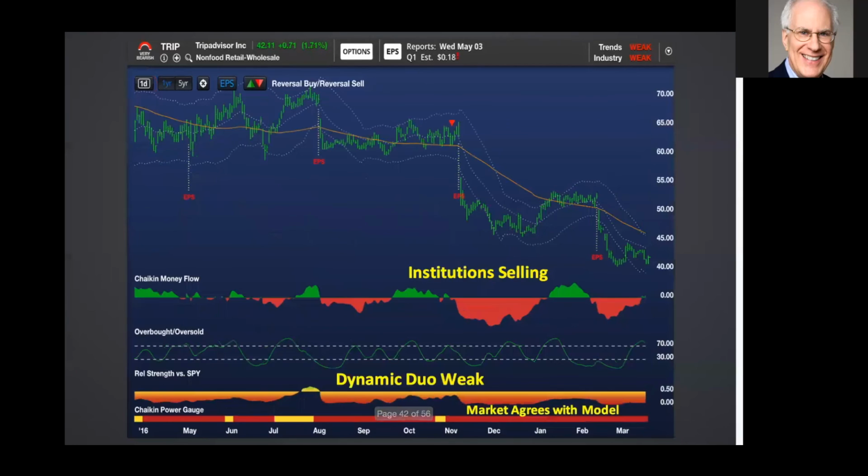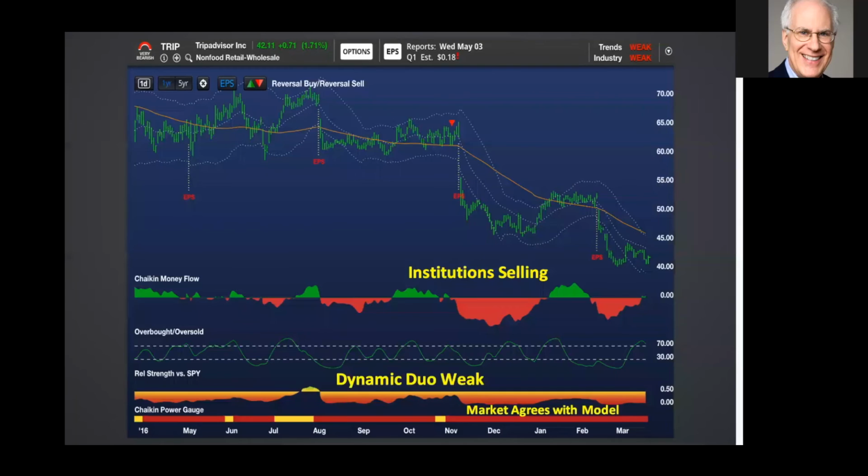Now, here's another stock where you could have been playing good defense in 2016, Tripadvisor. Notice how the power gauge rating, just as with Chipotle, was bearish all through 2016 into 2017 and beyond. Stock was underperforming the market. So you've got the dynamic duo, which is weak, and the institutions were selling it.